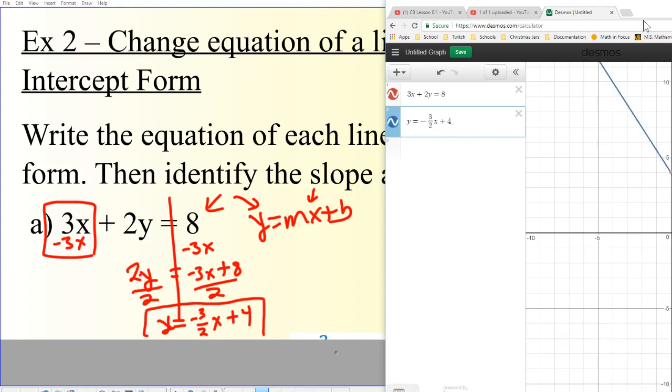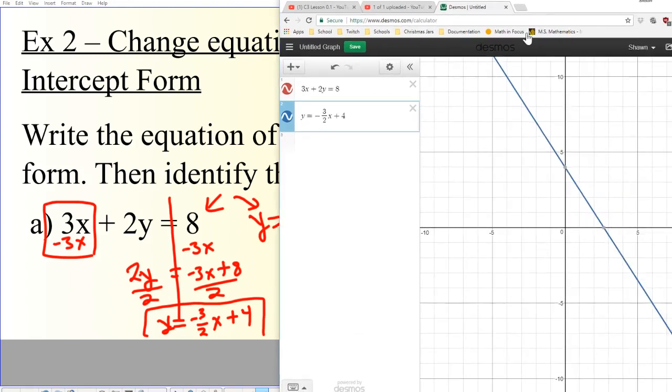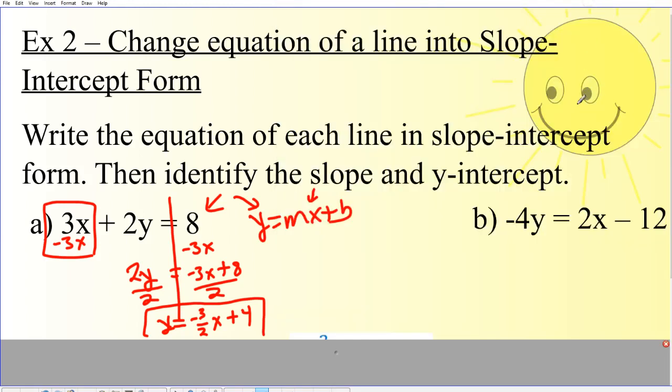Look. Can you see the graph? Can you see the line? Watch. It's the same line. They're right over top of each other. These equations are identical to each other. That's what we were looking for. That's what we were hoping for. All we did was rewrite the equation to make it in the right form. We didn't change the line at all. Okay.